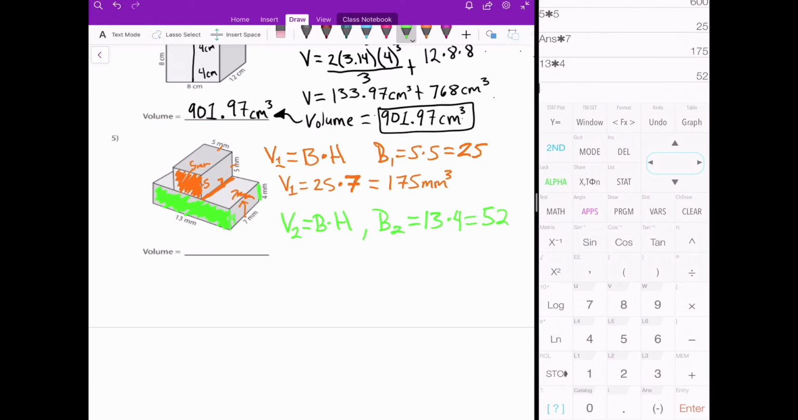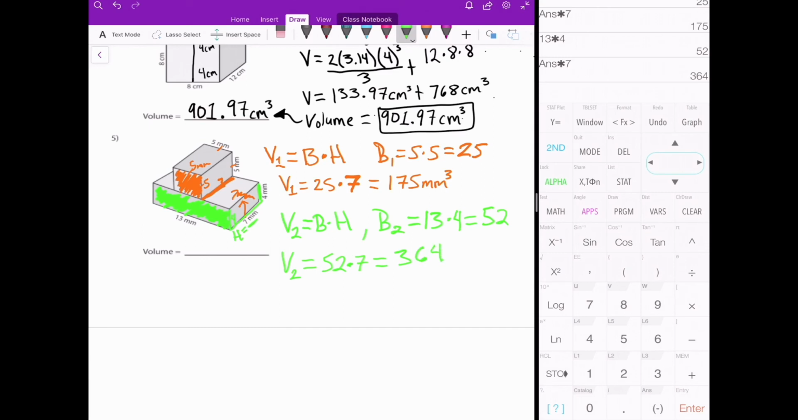Now, let's see our height. Well, our height should be straightforward too. It's just the distance between the bases, so it's the same as the other volume because it's right on top of the same shape or figure. So H, big H is equal to 7. So here, volume 2 is 52 times 7. So then I plug that in. 52 times 7 is 364 millimeters cubed.